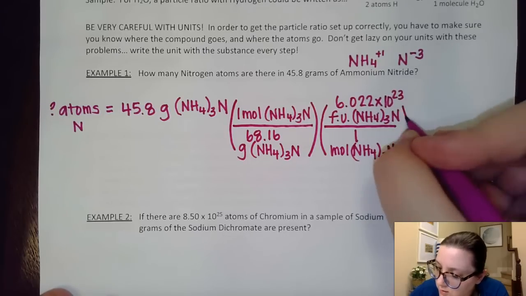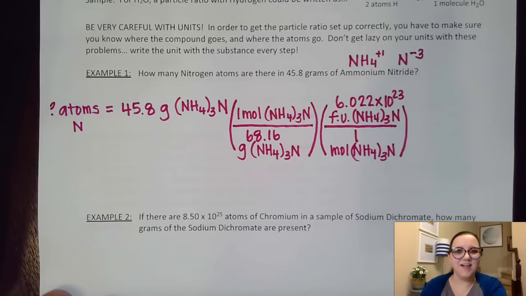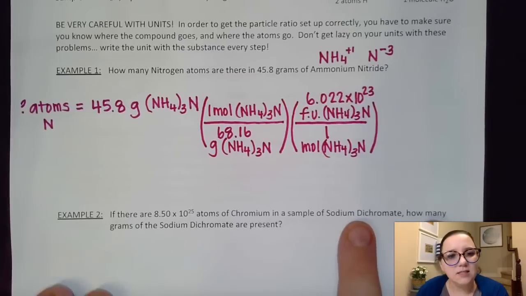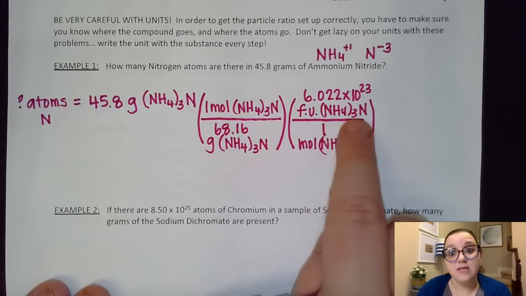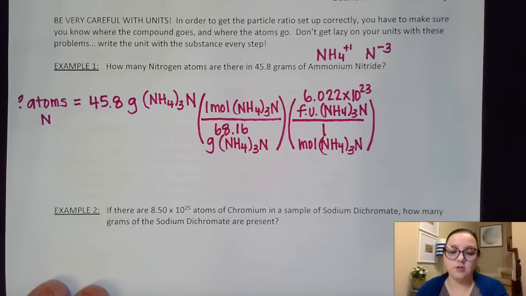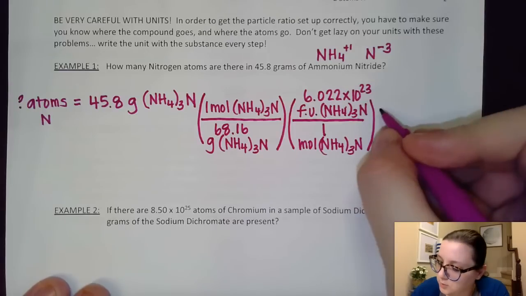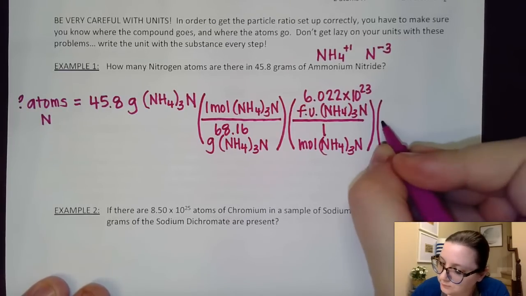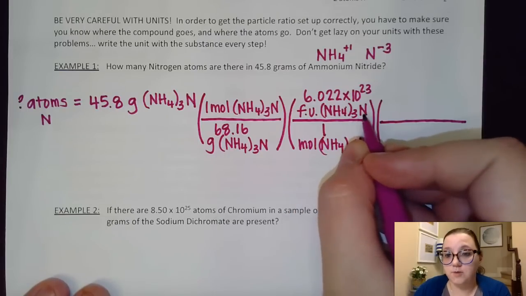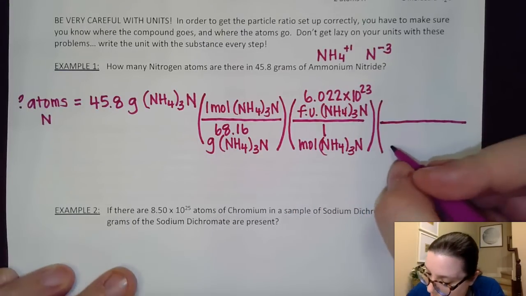Now, so far, this looks exactly like some of the calculations we've done in the past. There is nothing new here beyond what we've already done. Here's where our new step comes in. I need to get from, in terms of this compound here, this (NH4)3N, into just the nitrogen that's inside of it. And so this is where our particle ratio comes into play.